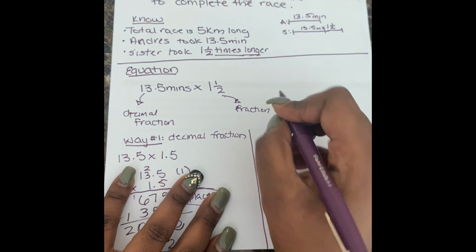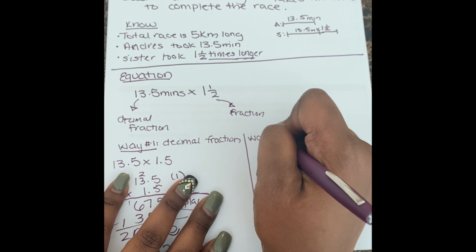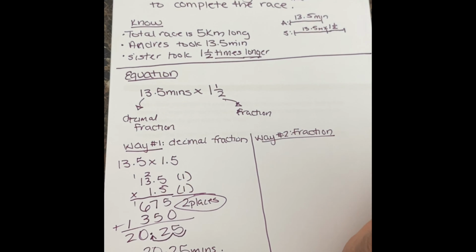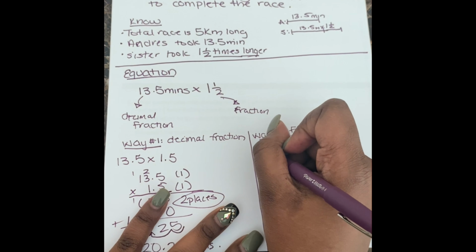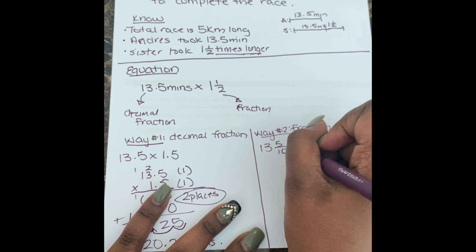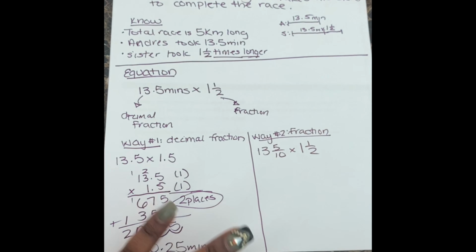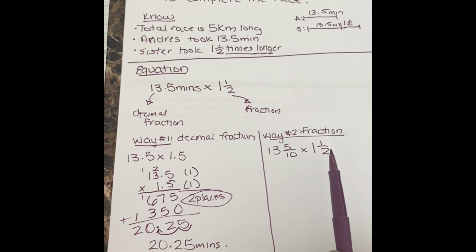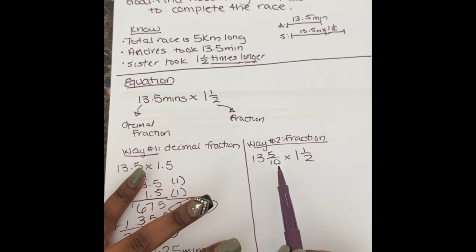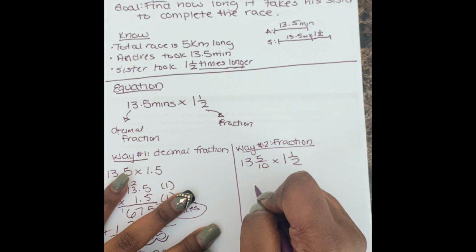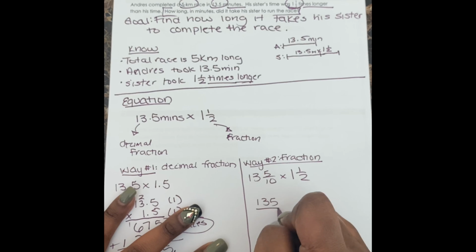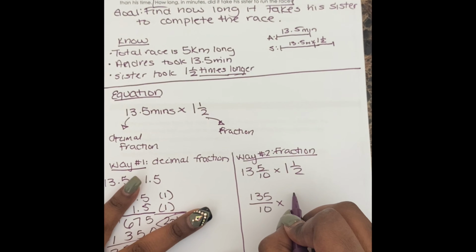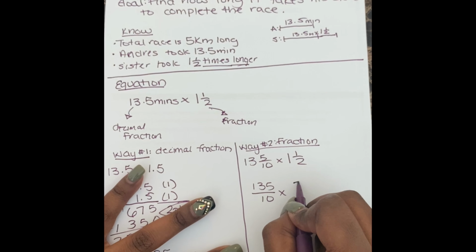We are now going to look at way number 2, which is our fraction form. So 13 and 5/10 we are simply going to rewrite as a fraction. The 1 and 1/2 is already a fraction. We know that if we have a mixed number times a mixed number, we need to convert them to improper fractions before multiplying. So 13 times 10 is 130, plus 5 is 135 over 10, times 2 times 1 is 2, plus 1 is 3, so 135 tenths times 3 halves.